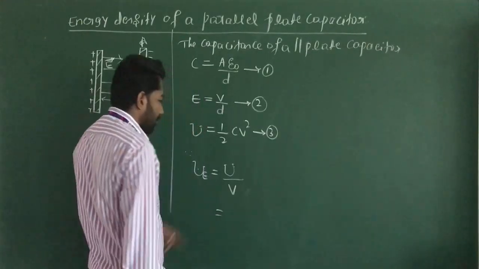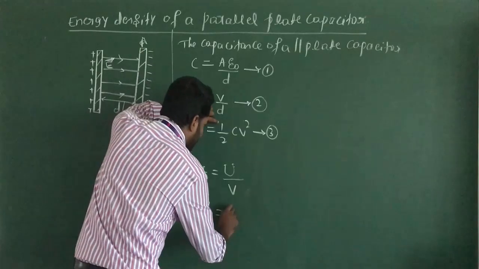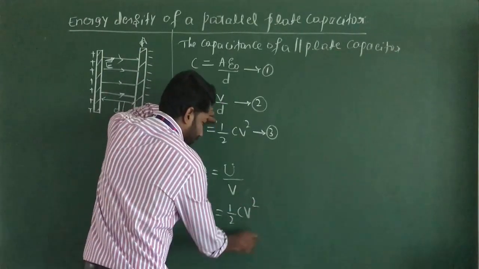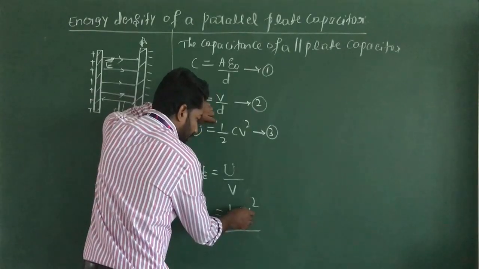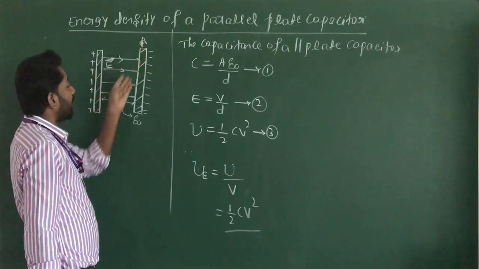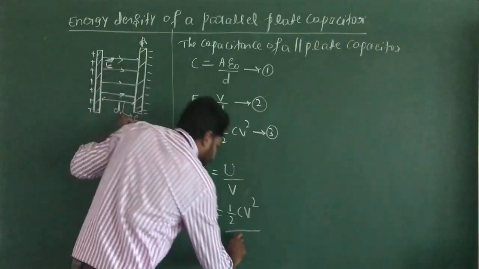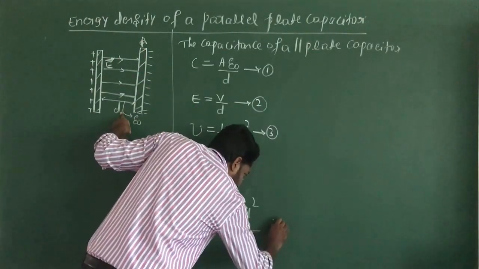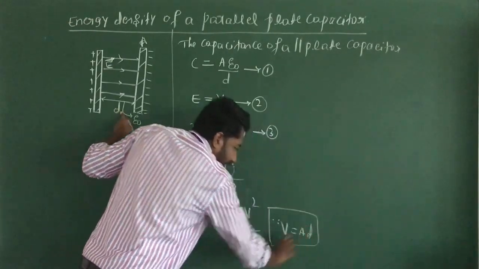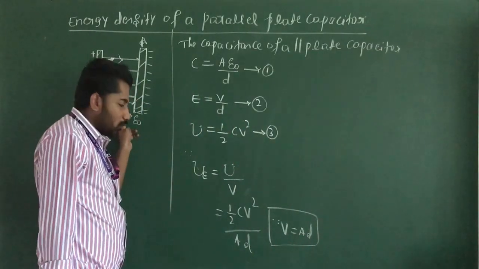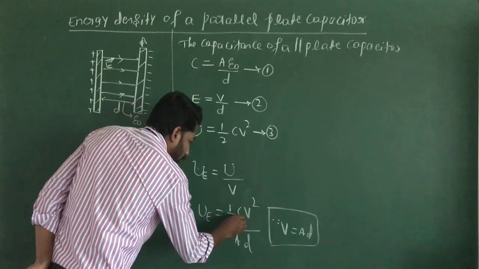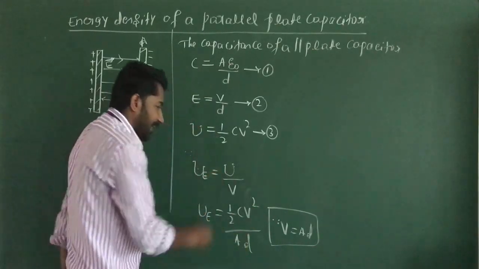Now substitute the value. Energy stored, U is equal to 1 divided by 2 into C into V square. Here this V is the potential difference, but that V is the volume. Volume is equal to area into distance between the two plates, that is A into D. We get U_E is equal to 1 divided by 2 into C V square divided by A into D.